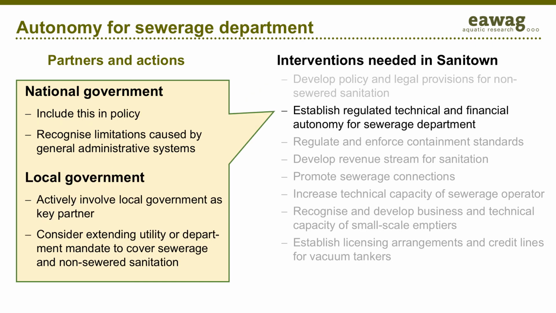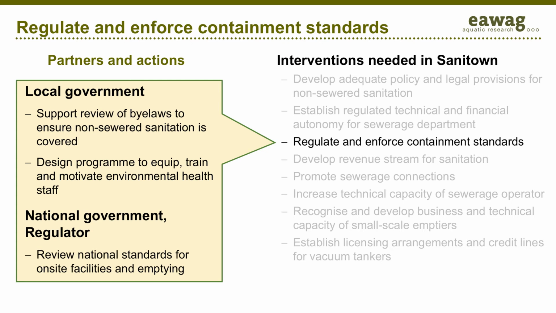There are many advantages to an autonomous sewerage and sanitation utility or department. What is possible in practice will be constrained by the wider policy and administrative context. Effective non-sewered sanitation requires on-site facilities that contain fecal waste and allow for its hygienic removal. This requires standards or guidelines for containment and effective enforcement. Enforcement is often a challenge.